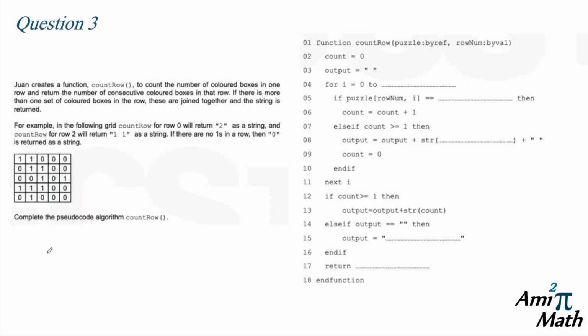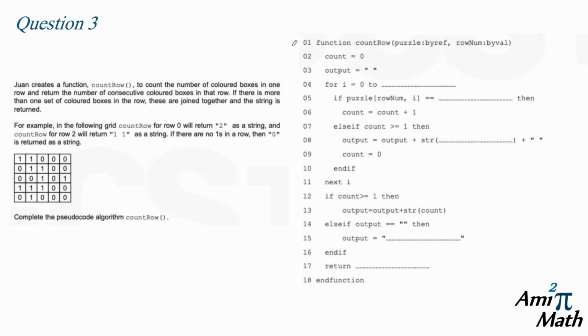Okay, question 3. One creates a function, count row, to count the number of coloured boxes in one row and return the number of consecutive colour boxes in that row. If there is more than one set of coloured boxes in the row, these are joined together and the string is returned. For example, in the following grid, count row for row 0 will return 2 as a string, and count row for row 2 will return 1, 1 as a string. If there are no 1s in the row, then 0 is returned as a string. Complete the pseudocode algorithm count row.